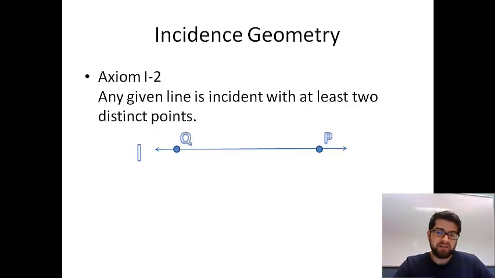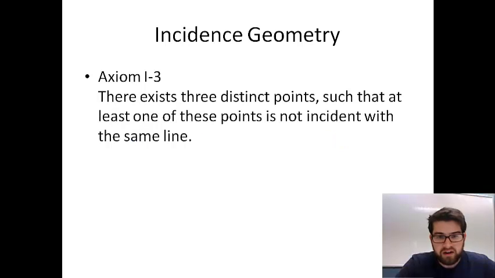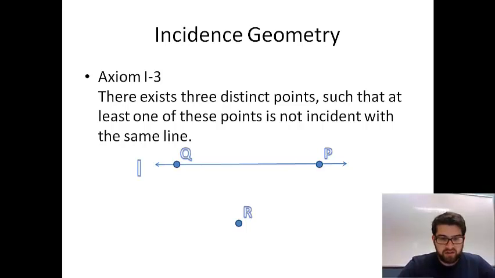Then the third one: if you have 3 points, at least one of those points is not going to be on the line that Q and P are on. So R is never going to be on that line. We can't have a universe where all 3 points are on the same line. I just want to show you some examples of that.